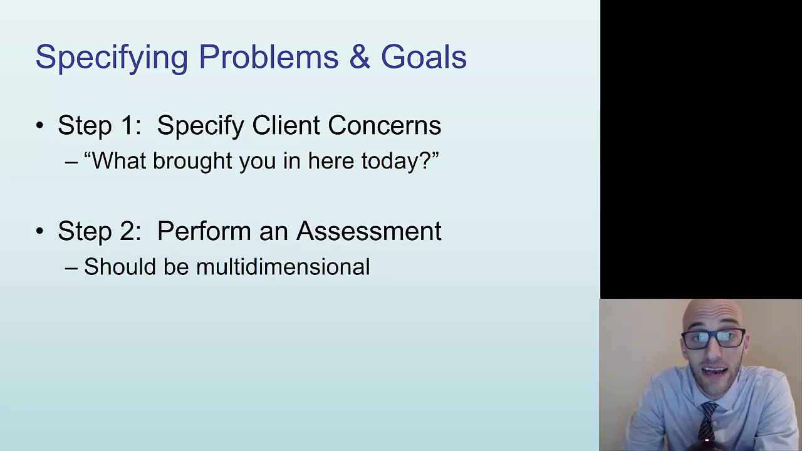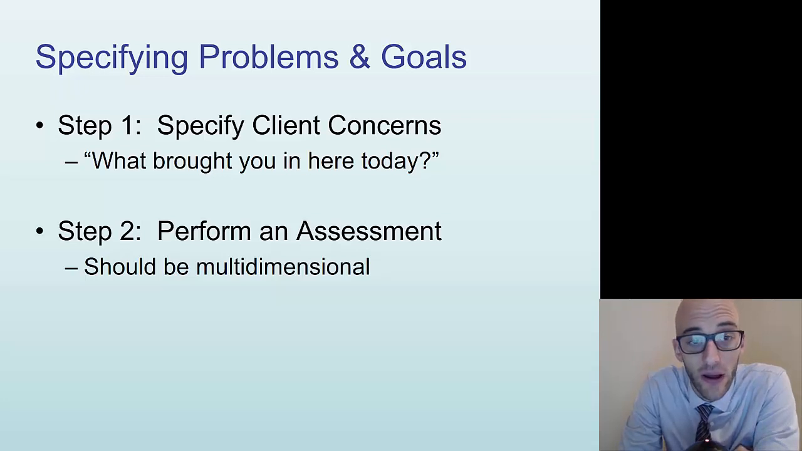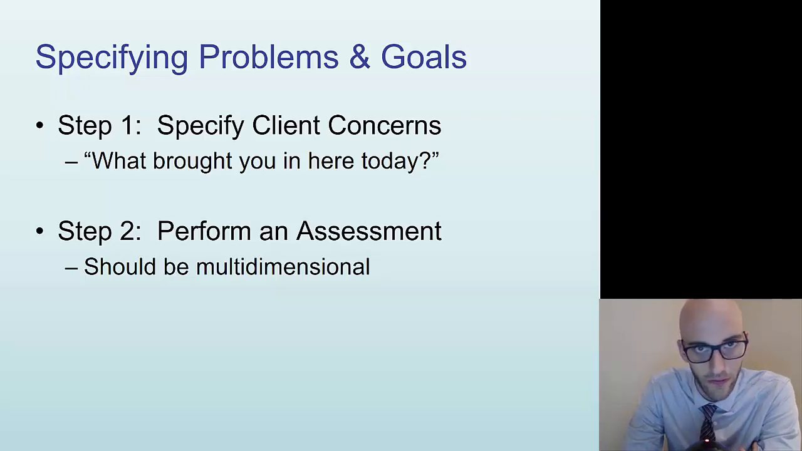Okay, so for your single system design, you're going to be filling out a goals table. So it's important to know how to come up with specifying problems and goals. The first step in specifying a client concern is just straight up asking, what brought you in here today? What kind of problems do you view yourself as having? And then the second step is to perform a multidimensional assessment of that problem. So it can be a more formal assessment, like pulling out the DSM or a PHQ-9 or something more formal to assess that problem. Sometimes it's doing a structured clinical interview.